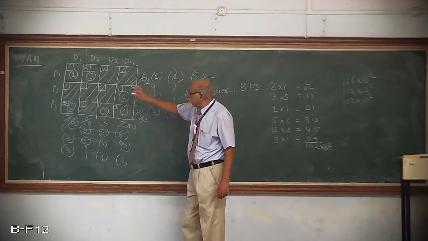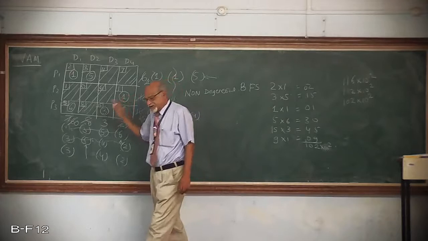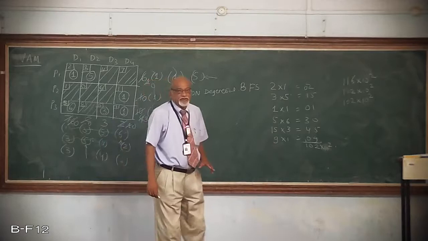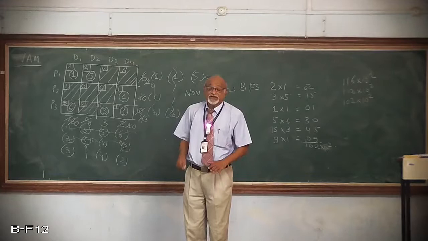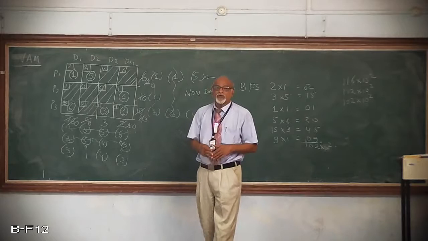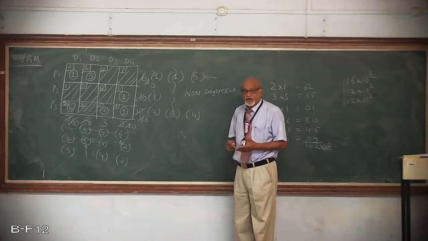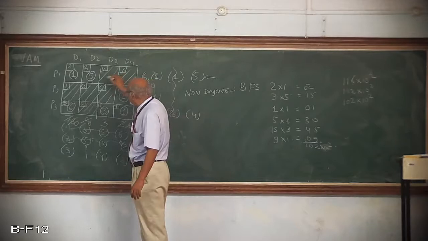And if the optimality test says that no, the current solution is not the best solution, we can still improve upon it. Not only will it say that the current solution is not optimal, but it will also suggest the next path, which is the empty shell. These are the empty shells now. And which shell is to be allocated one at a time?